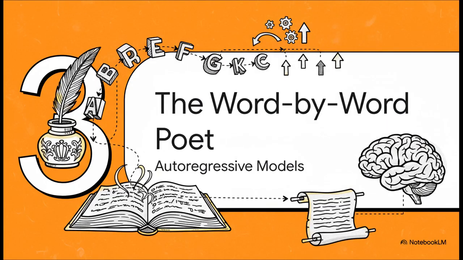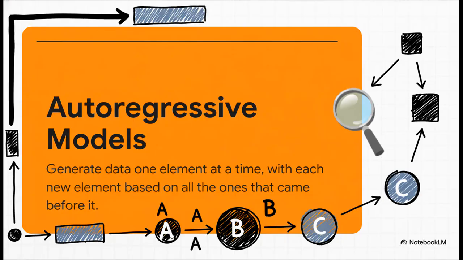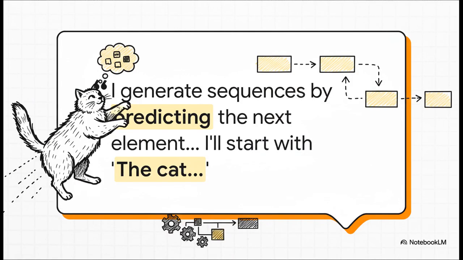All right, our third artist is a much more meticulous creator. Think of this one as a poet, carefully choosing each word to build a masterpiece, one piece at a time. This is the autoregressive model, a master of sequence and flow. So, unlike the other artists we've met, this one works step by step. It generates data one little element at a time, and every new piece it adds is based on everything that came before it. It's all about context. So let's see how it thinks.